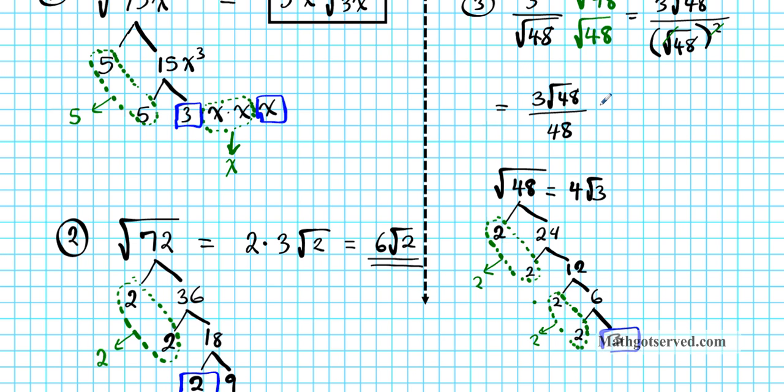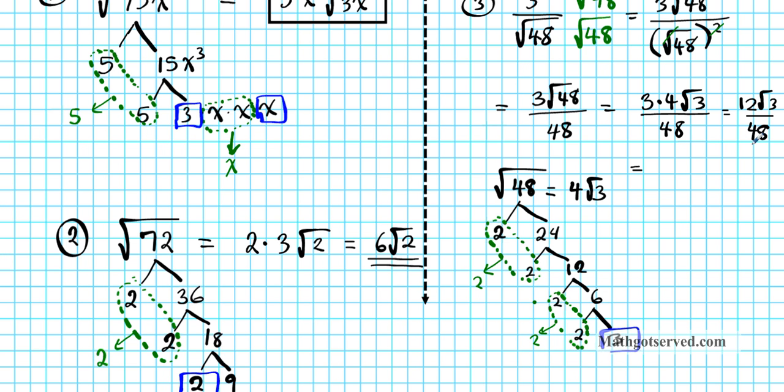Okay, now we're going to insert that back into the numerator here. So we're going to have 3 times 4 root 3 divided by 48. If we multiply that out, we're going to have 12 root 3 over 48. Okay, so the question is, are we done? Can it be simplified further? And the answer is absolutely.